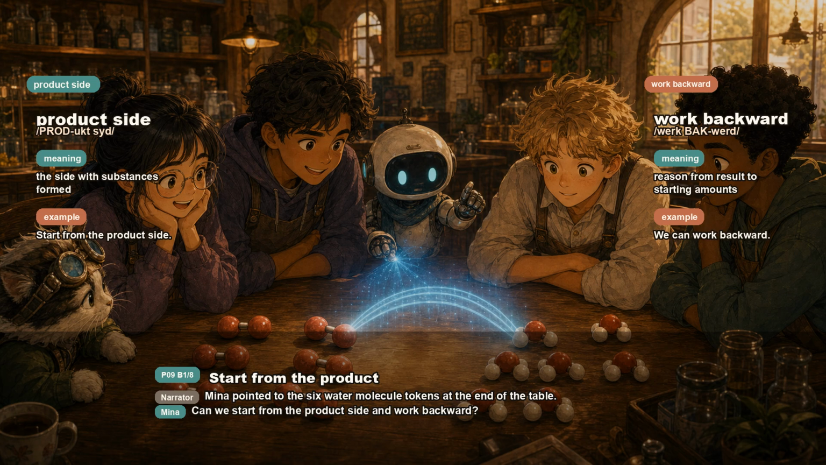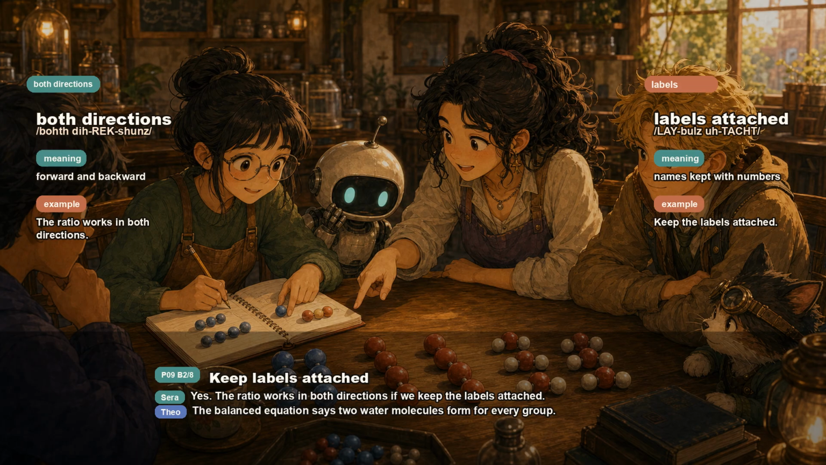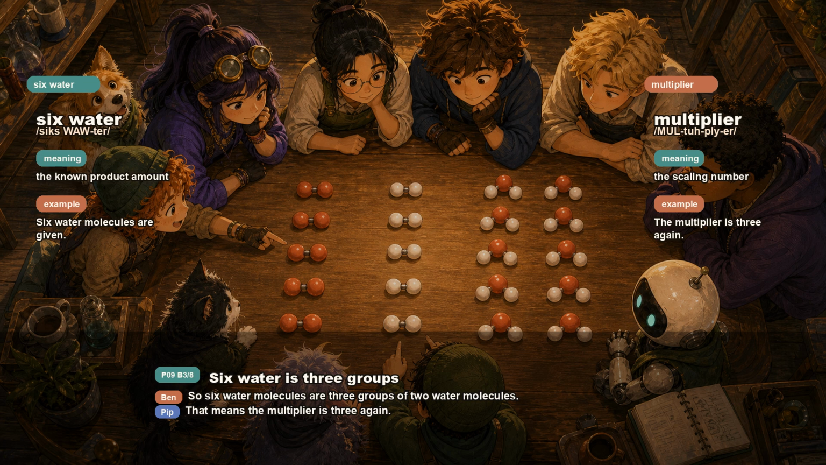Mina pointed to the 6 water molecule tokens at the end of the table. Can we start from the product side and work backward? Yes, the ratio works in both directions if we keep the labels attached. The balanced equation says 2 water molecules form for every group. So 6 water molecules are 3 groups of 2 water molecules.